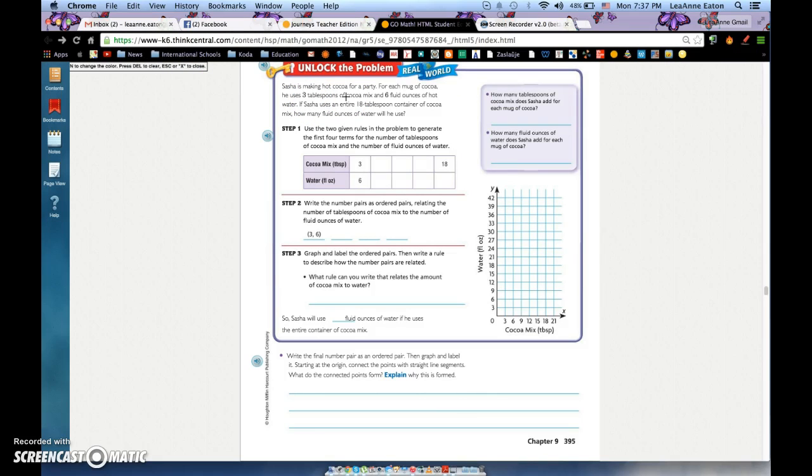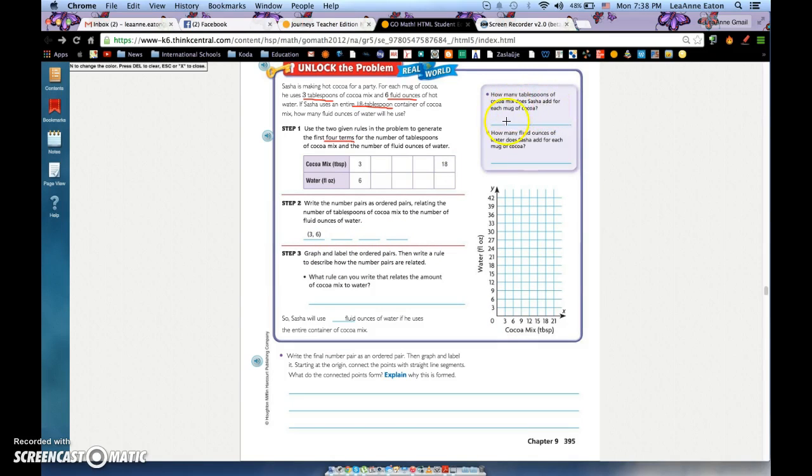Sasha is making hot cocoa for a party. For each mug of cocoa, he uses 3 tablespoons of cocoa mix and 6 ounces of hot water. If Sasha uses an entire 18 tablespoon container of cocoa, how many fluid ounces will he use? So we're going to use the 2 given rules in the problem to generate the first 4 terms. It says 4 terms, so that means we're going to have 4 ordered pairs that we're going to be graphing.